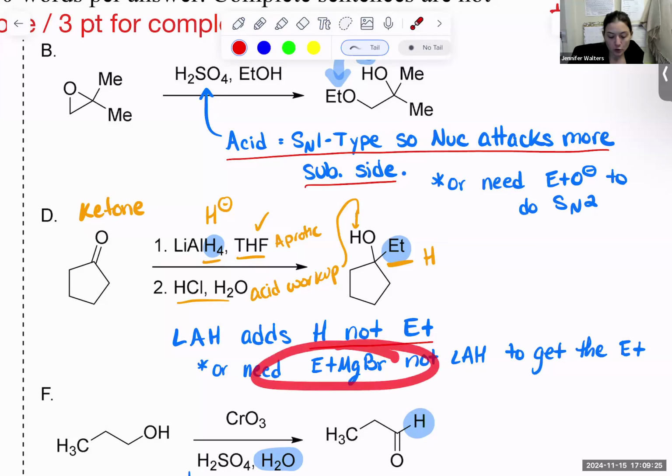Or if you said that you needed a different reagent, so specifically saying the ethyl magnesium bromide, or if you said your ethyl lithium, then that also received full credit because that was recognizing that you needed a different reagent in order to get to that product. Any questions about D?